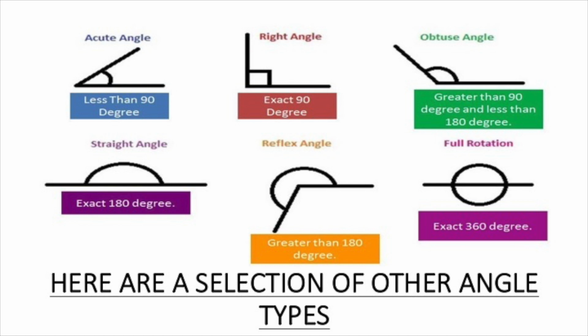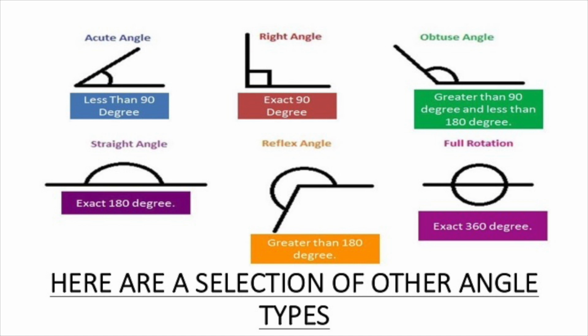Then we have obtuse angle. Obtuse angle greater than 90 degrees, but less than 180 degrees. So remember, guys, if it's less than 90 degrees, acute angle, quite narrow. But more than 90 degrees, but less than 180 degrees, obtuse angle.